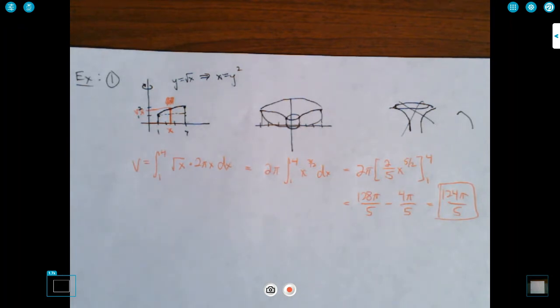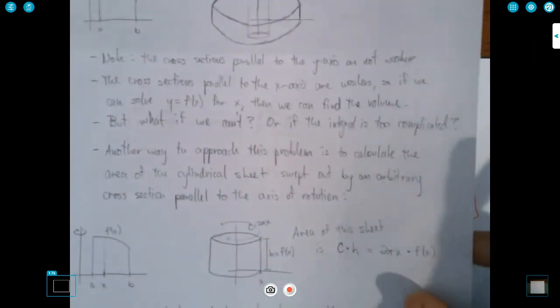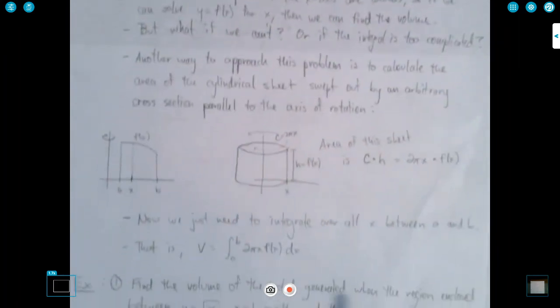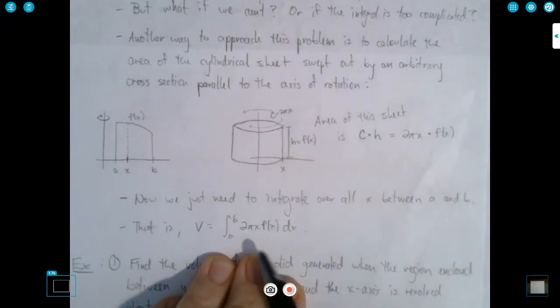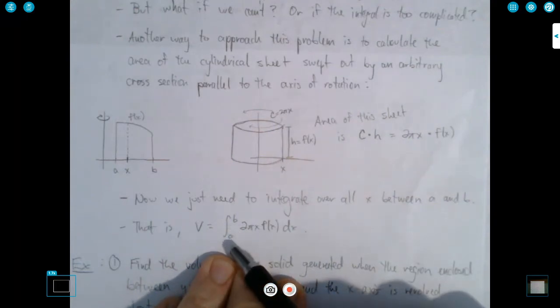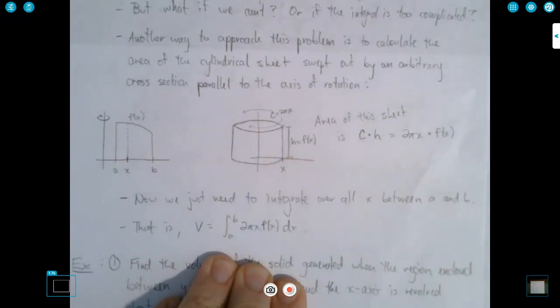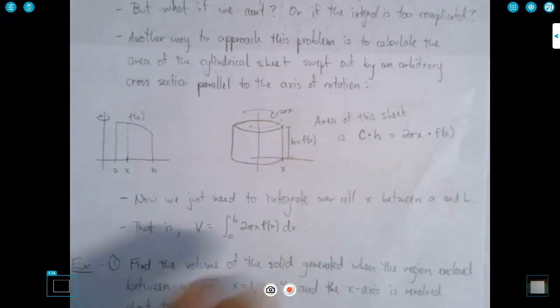Okay, so this is the idea behind cylindrical shells. It's actually pretty nice. And did I ever write down a formula? Yeah. Instead of having to think it through each and every time, you can just use this formula, right? It's the integral from a to b of 2 pi x times f of x dx.